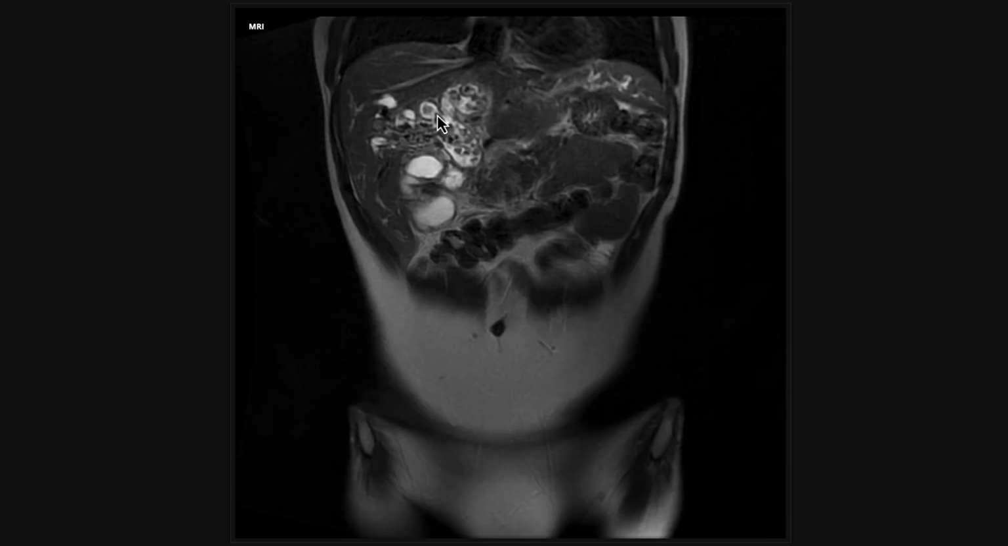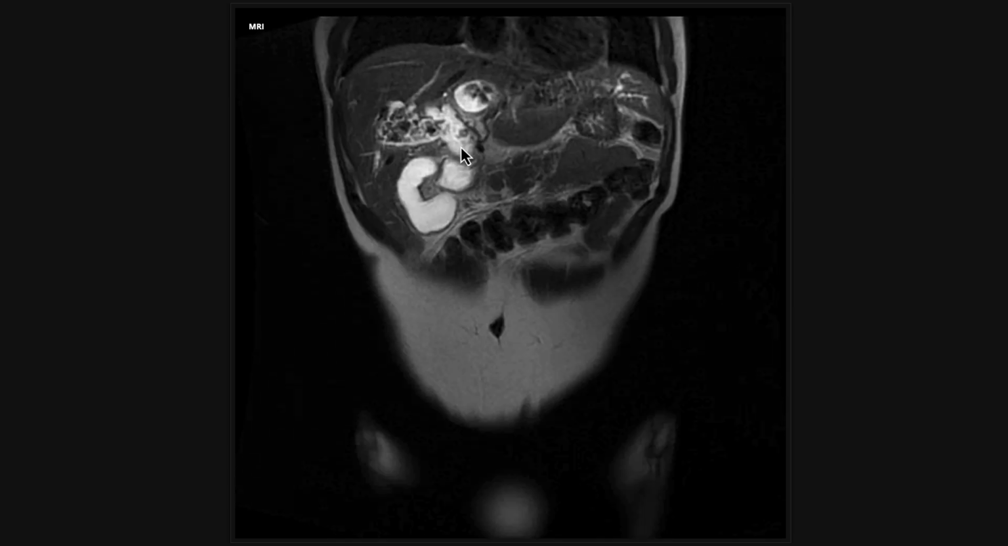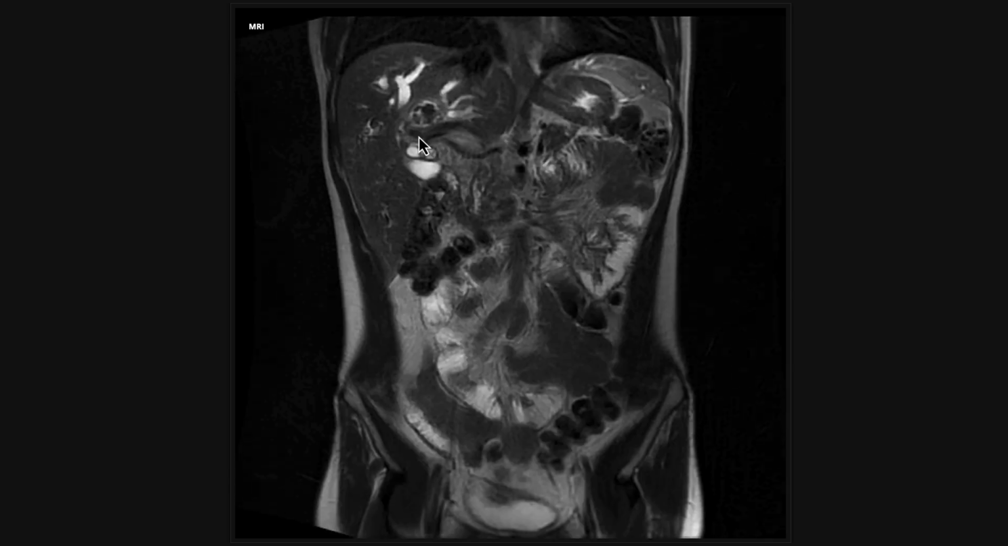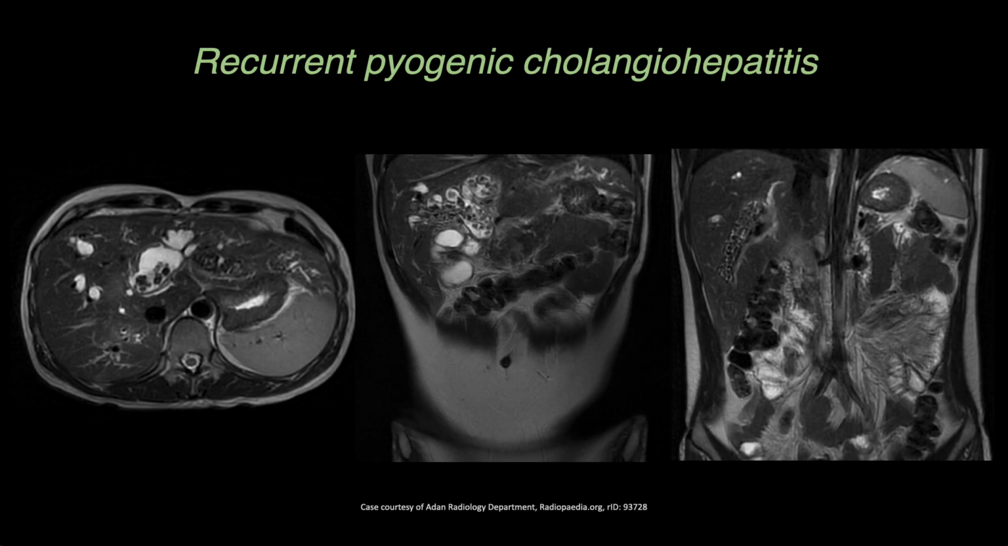Here we can see those same findings on these coronal images, where we see the common bile duct full of stones, as well as stones filling the peripheral ducts. So this is a case of recurrent pyogenic cholangiohepatitis, and that is caused by a helminthic liver fluke called Clonorchis and can also be caused by Ascaris as well. It is endemic to China and Southeastern Asia.